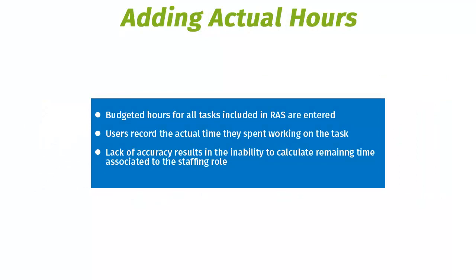A critical part of using RAS is to show the remaining time associated with each role and ultimately, each user. This requires that budgeted hours for all tasks included in RAS are entered. Users record the actual time they spent working on the task. Lack of accuracy when entering budget and actual time components, or if they are not entered, results in inability to calculate the remaining time associated to the staffing role within Axcess workflow.